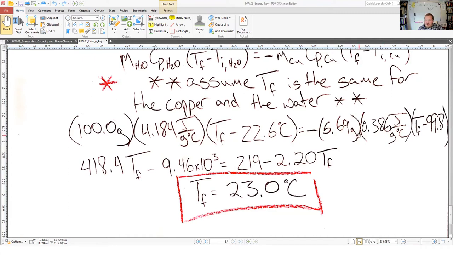Once you get your algebra equation set up, you plug your numbers in and it's just a matter of remembering how to FOIL things and how to distribute things and how to move things from one side to the other. All right, and if you go through that whole process to solve for TF, then you wind up with a TF of 23.0 Celsius.